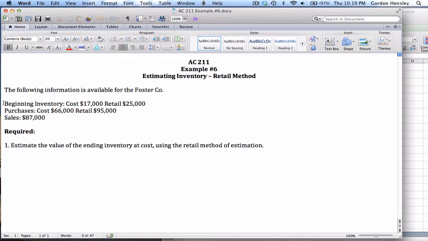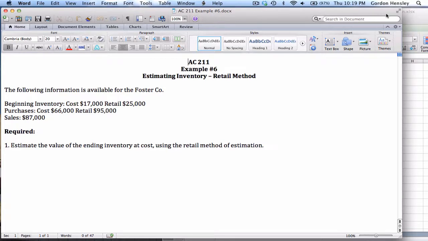First of all, beginning inventory has been provided to us both at cost and at retail. Cost would be $17,000, retail $25,000. Also, the purchases have been provided: cost $66,000, retail $95,000, and they've provided the sales, $87,000, and of course sales by default is at the retail price. Under the requirements, they want us to estimate the value of ending inventory at cost using the retail method of estimation.